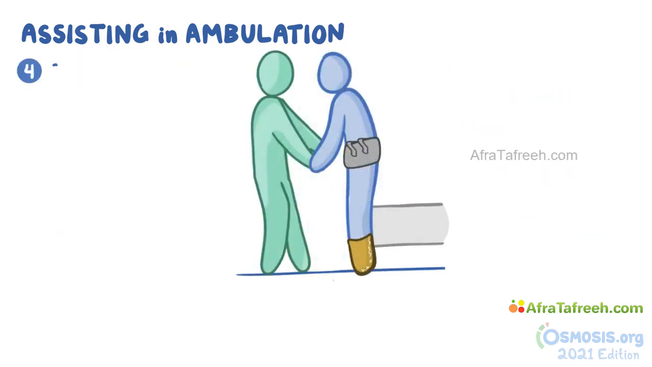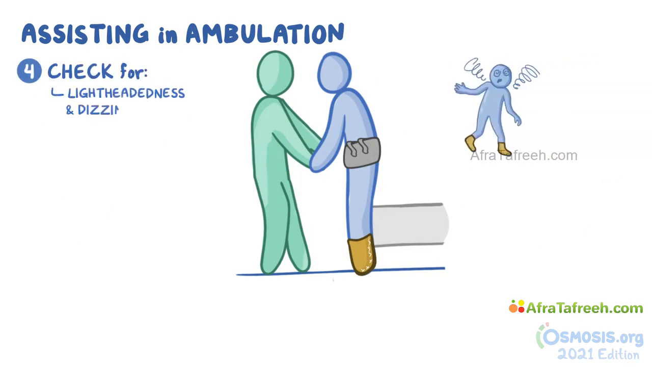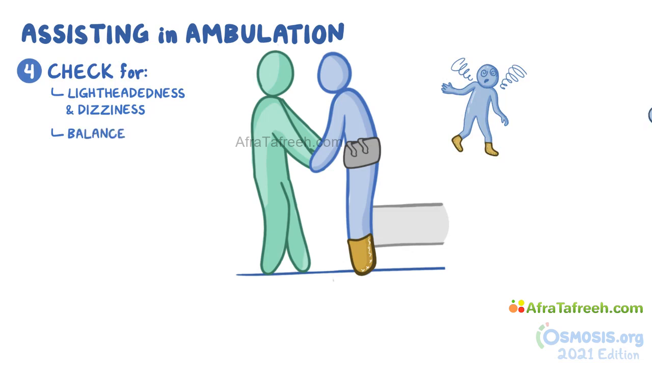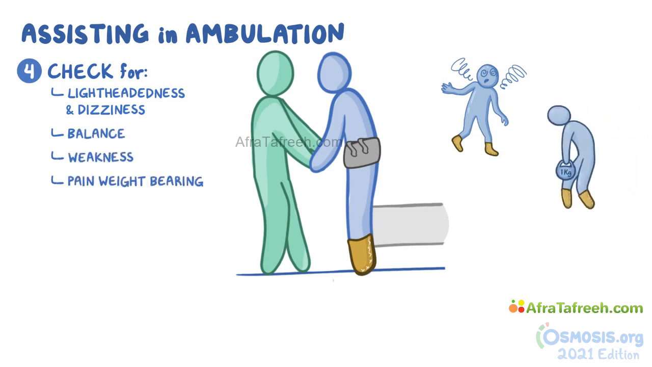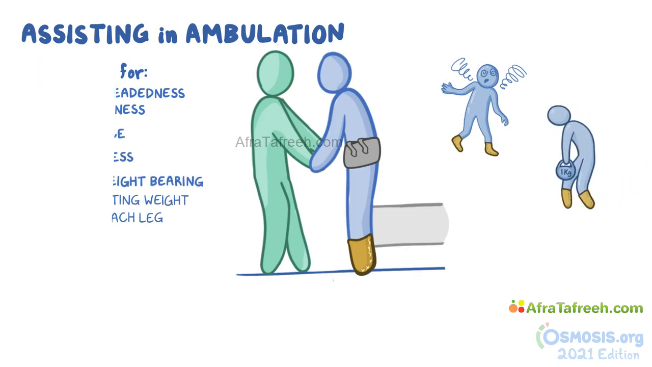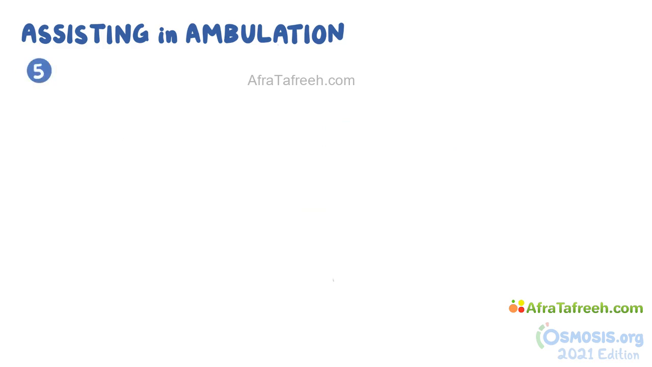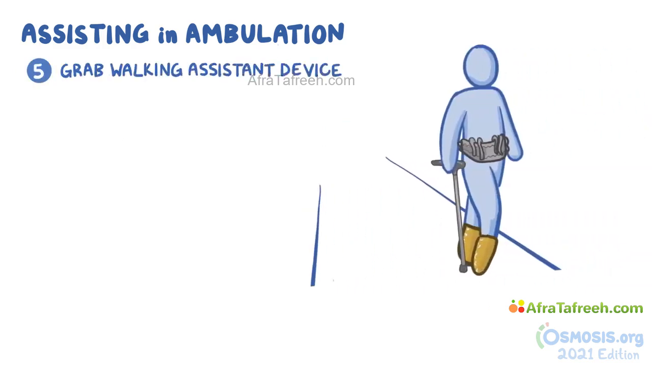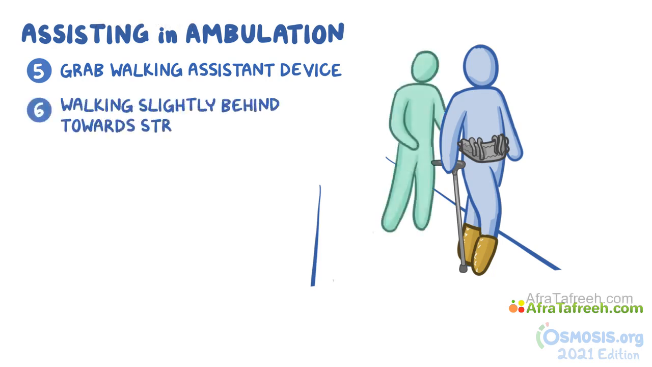Once they are standing, check again for lightheadedness and dizziness, but also balance, weakness, and pain when weight-bearing, meaning putting weight on each leg. If there are no issues, have the person grab their walking assistant device, like a walker, crutches, or a cane, after you have checked them. Make sure they're using it correctly. Begin ambulation by walking slightly behind the client and towards their stronger side.